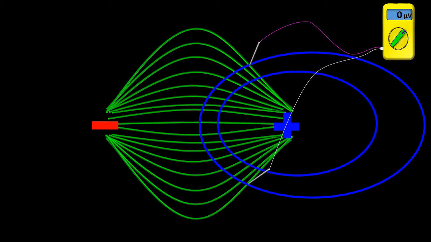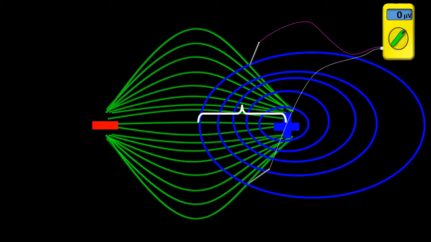In this frame, I am introducing a second isopotential line belonging to the same field, and a third one, and a fourth one, and finally a fifth one. Notice that the isopotential lines are closer when they are towards the opposite pole than when they are expanded in the opposite direction.